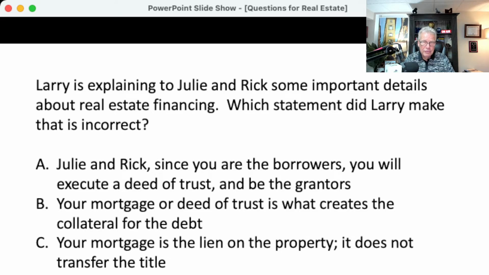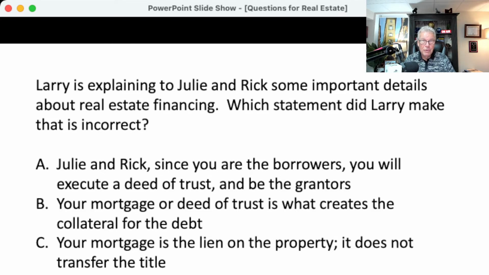A, Julie and Rick, since you are the borrowers, you will execute a deed of trust and be the guarantors. B, your mortgage or deed of trust is what creates the collateral for the debt. C, your mortgage is the lien on the property. It does not transfer the title. And D, your promissory note is the security for the deed of trust.